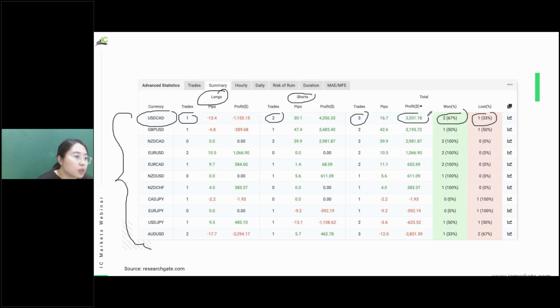The profit was about $3,000 in total, because we won 4,003 and we lost one trade at 1,155. Our profit was 3,201. So if you link your MT4 account to my FX book, this is the information they can store for you. They can store up to months.